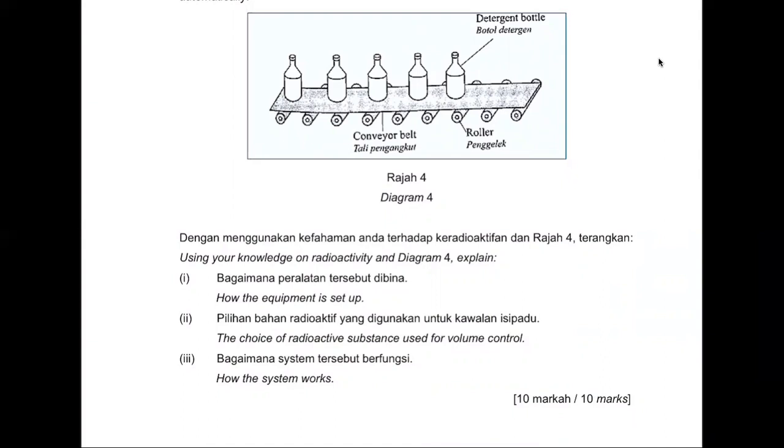All right, so because this one is to detect the volume, it would be better if we use beta rays instead of gamma rays, because gamma rays are quite dangerous if you are exposed to them. So better to use beta radiation. It can still penetrate through. Right, so I will show you the suggested answer based on the aspect.